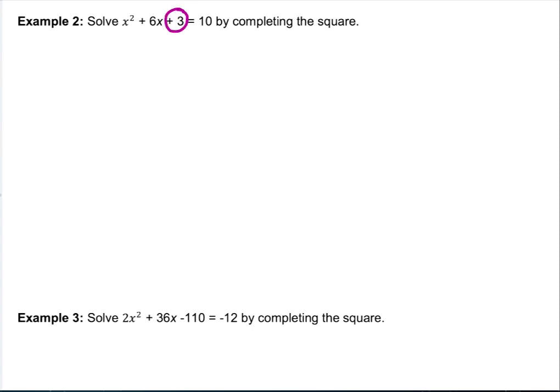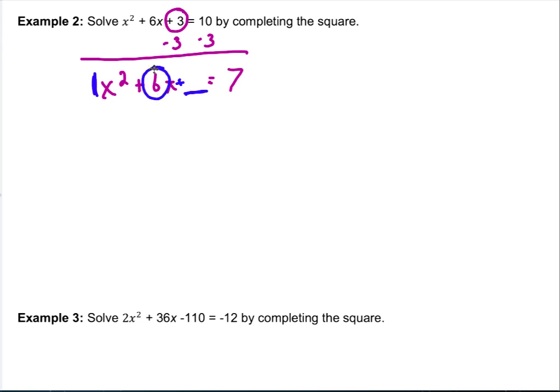First off, get rid of that coefficient by subtracting it to the other side. So I get x squared plus 6x is equal to 7. I don't need to divide anything because I already have the 1 in front of my x squared. But now I want to know what my c term is going to be. So I take my middle term, 6. I divide it by 2 and get 3. And then I square it to get 9. So I must need a plus 9 at the end of that one. But I got to do the same thing on the other side.